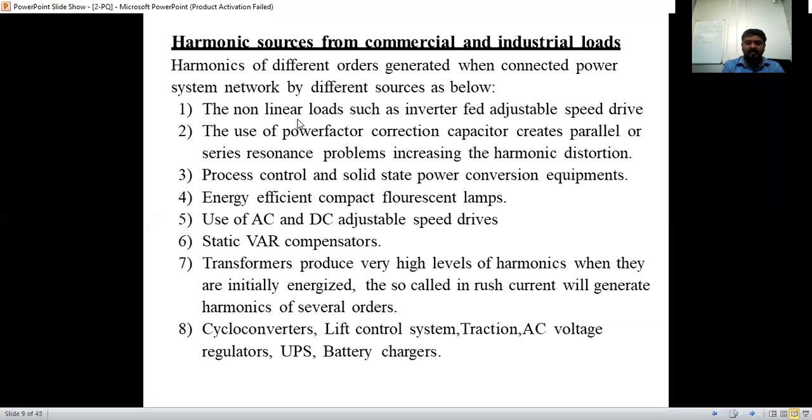But that is not satisfied for the corporation companies. They have set that you have to maintain this much power factor, otherwise a fine is added to your electricity bill. So to maintain the power factor, to manage the resistive and inductive loads, they add capacitors. Parallel capacitors are used where there is an induction load, which creates parallel or series resonance. Series and parallel resonance are going to increase the harmonic distortion.